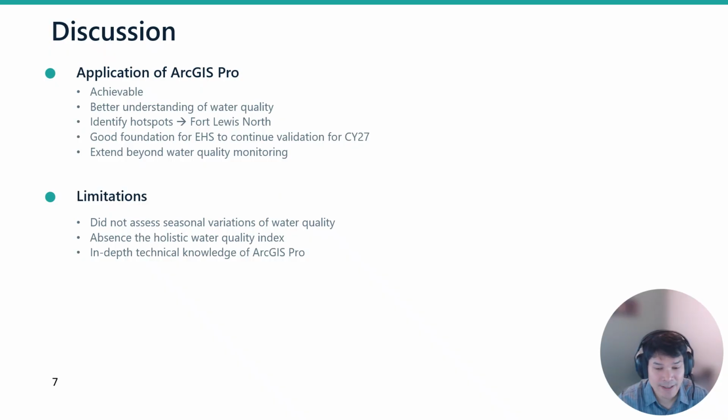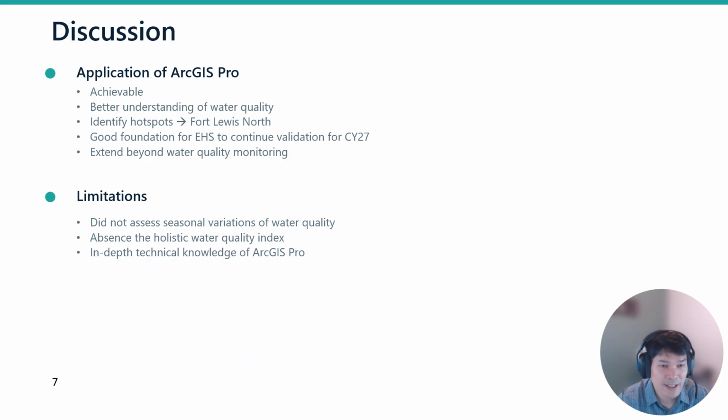Although this project did not propose a new sampling plan, it creates a good foundation to improve water quality monitoring. The spatial maps are provided to the EHS chief for further validation so that they can improve their sampling plan in calendar year 2027. Moreover, the application of ArcGIS Pro can extend beyond water quality monitoring. It can be applied to wastewater biosurveillance, entomological survey, or food sanitation inspection.